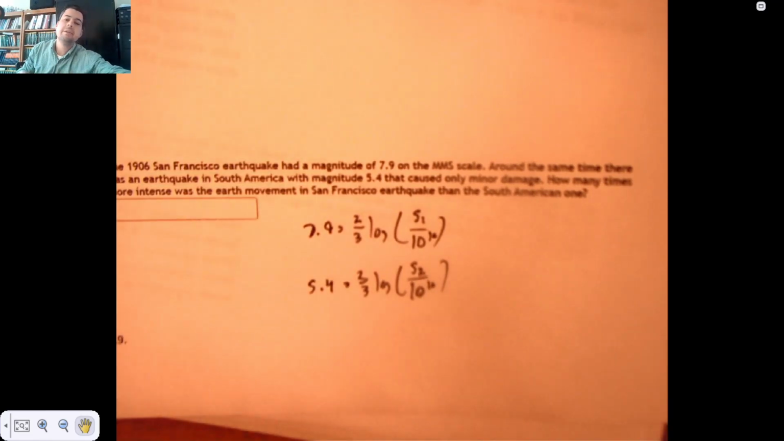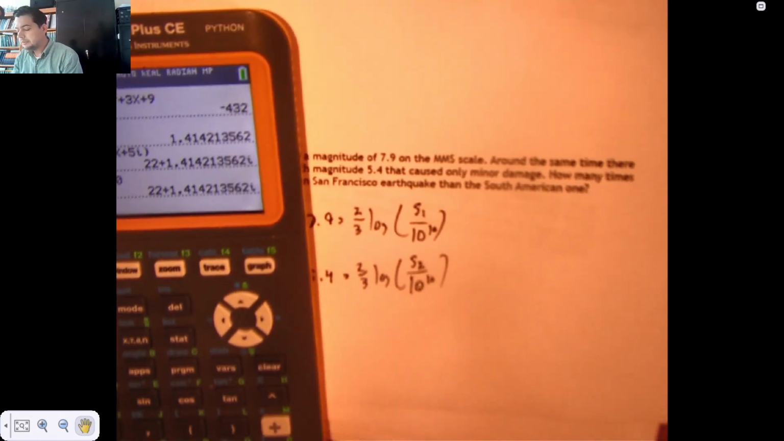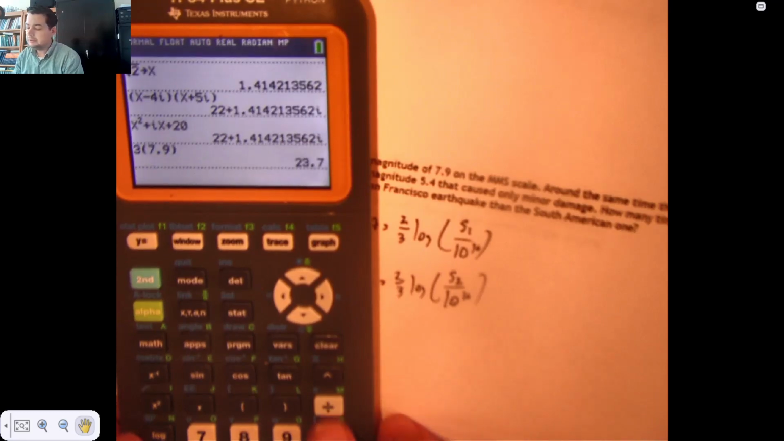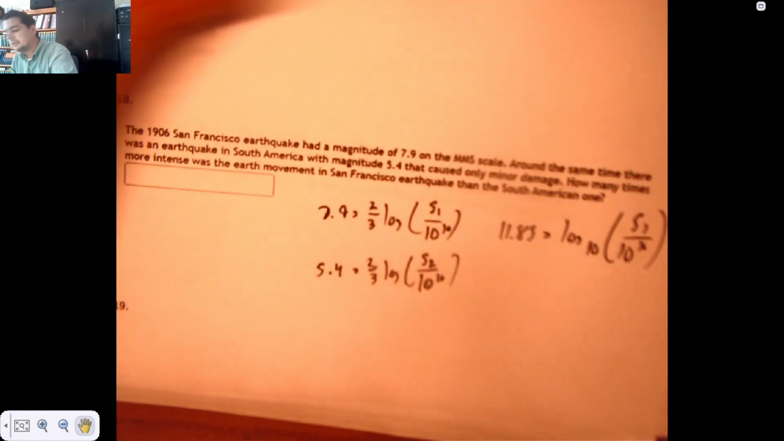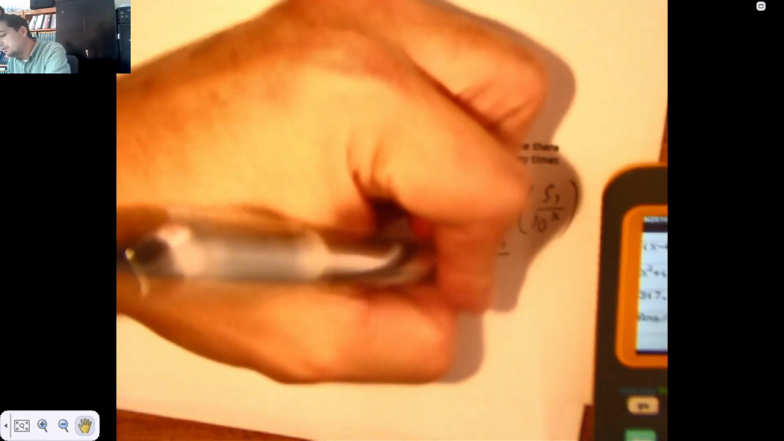I'll use a calculator here because I'm too tired to do this in my head. 3 times 7.9, cut in half. 11.85. Seems like the one we did in class, actually. 11.85 is a log base 10 of S1 over 10 to the 16th. And what we'll do is raise that to the exponential space. 10 to the 11.85 is intensity 1 over 10 to the 16th.